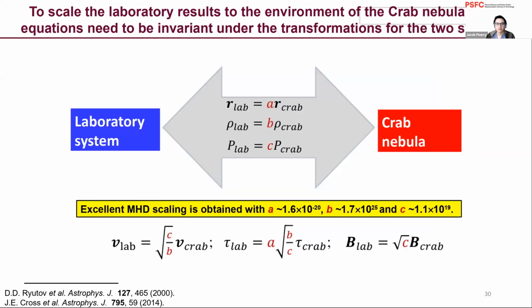So in order to scale the laboratory results to the environment of the Crab Nebula, the MHD equations need to be invariant under a transformation for the two systems. So this is just showing that in order to scale the results to be understandable, we have to take the size in the lab and scale that to the size in the sky, as well as the density and the pressure. So these are the parameters that allow us to do that, and then the way that they scale the other quantities that are relevant to the experiment.